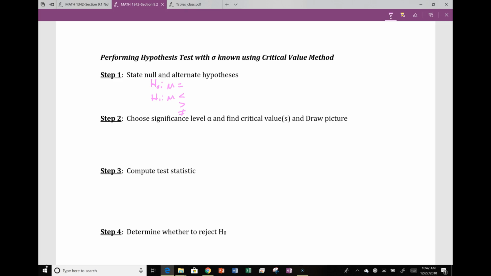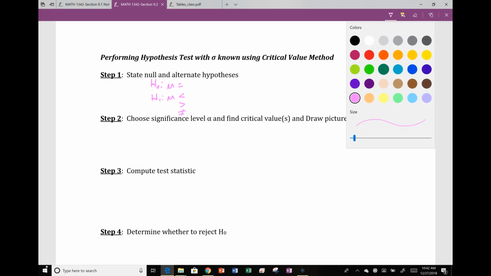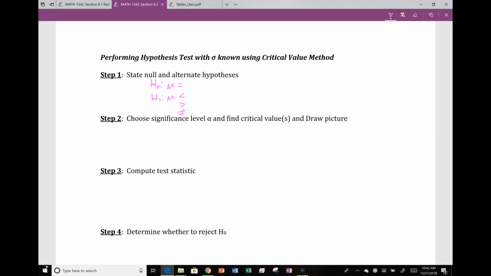We have to be careful here. Now remember, whatever number I put here, that's going to be the exact same number that goes here. And so whenever we do that, we call this mu sub 0. It's our starting point. Again, it's the value that we believe to be true.